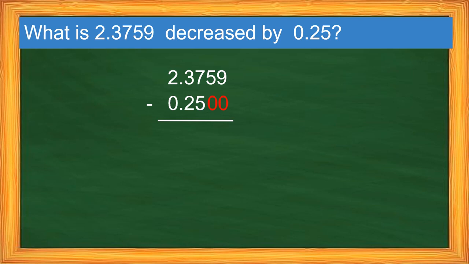So, 9 minus 0, edi 9 lang din. Then, 5 minus 0 is 5. 7 minus 5 is 2. 3 minus 2 is 1. And then, 2 minus 0 is 2. So, ang kaibahan lang dito is meron kang decimal point. Alright. Yun lang ha.